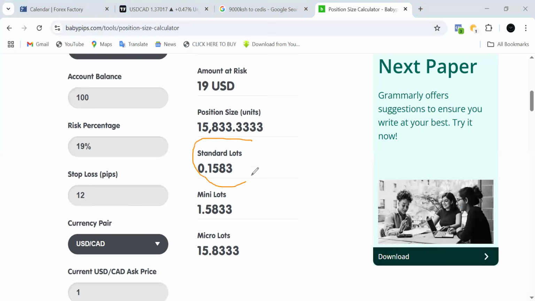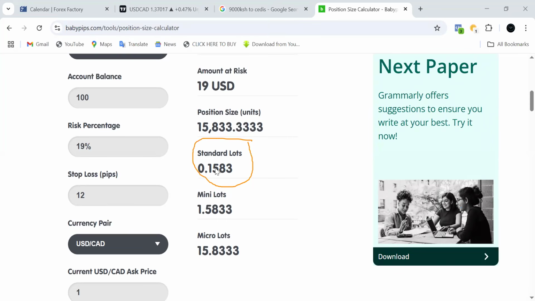You are going to use this one, the standard lot. So this is the lot size you can use: 0.158. So you can do 0.15, maybe you round it up to 6, so 0.16. That's cool. For you to know this calculation is right, you multiply the monitoring value for the lot size times the stop loss.